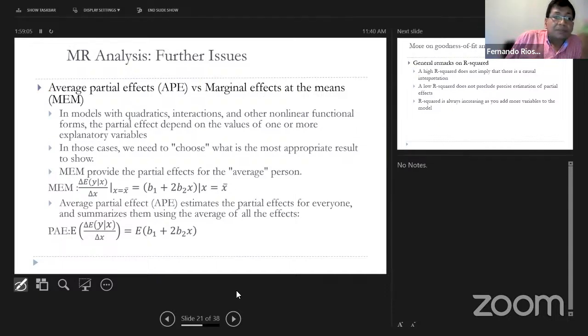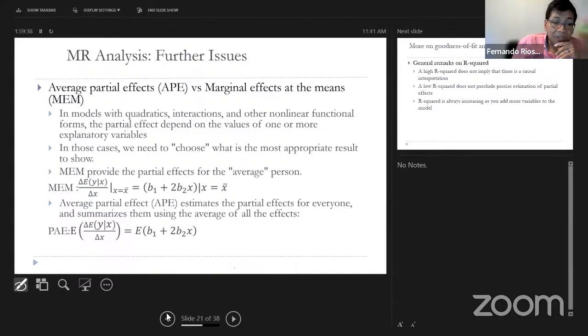Further issues. So one of the things that now might become a problem, and not necessarily a problem, but something to be aware of when you have interactions, quadratic terms, or even just using logs, is that the marginal effects will now change based on the values at which you're trying to estimate them.